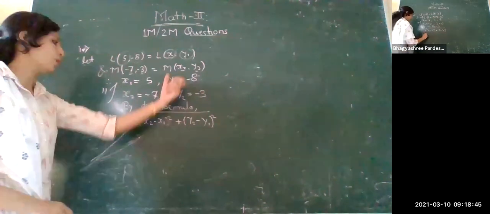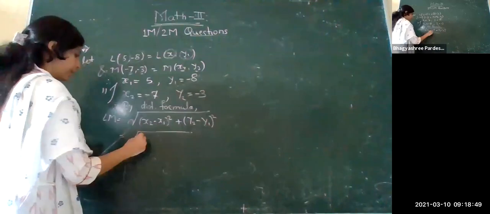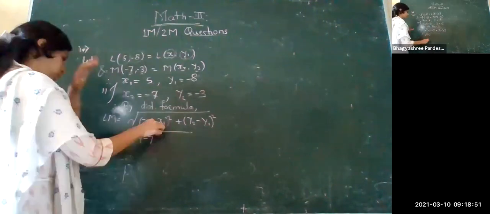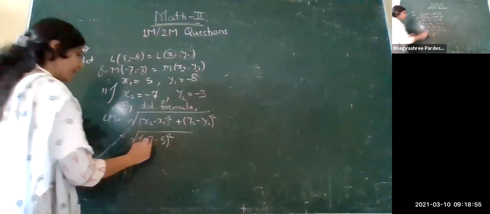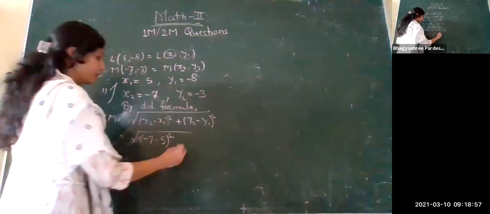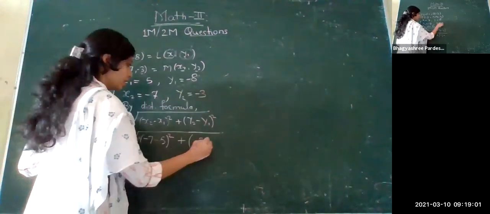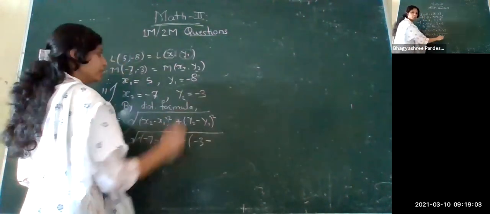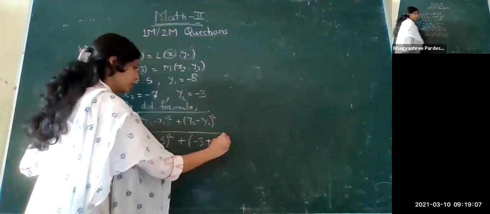That is equal to under root of x2, that is minus 7, minus x1, it's 5, the whole square, plus y2, where y2 is minus 3, minus y1, which is minus 8. So minus times minus, it is plus 8.